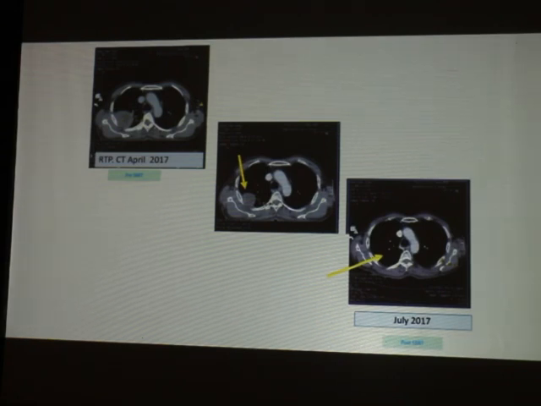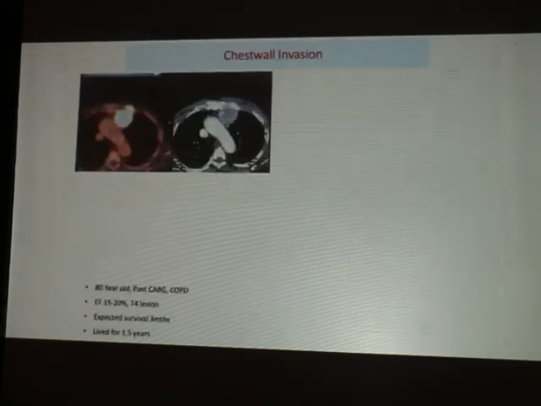So these are all our patients. I have not taken any patient from any photograph from the internet. These are all our data. This is an old, I think 80 year old, a retired income tax commissioner. He had a serious COPD and he underwent SABR. His ejection fraction was 15 to 20%.